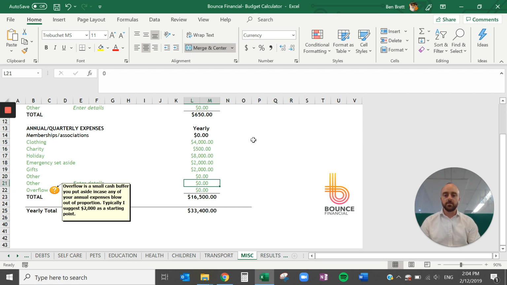The other thing we like to do if you've got capacity is to look at overflow. Overflow is sort of going, okay, we've budgeted everything down, we've worked out how much life costs to live, but things come up. Is there room in the budget to have an overflow? Let's have a look. So I'll put that in.